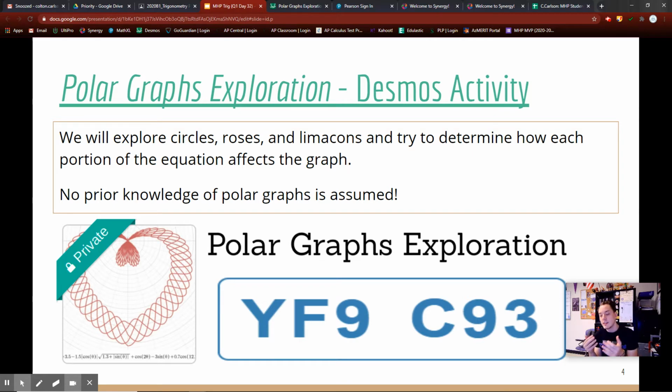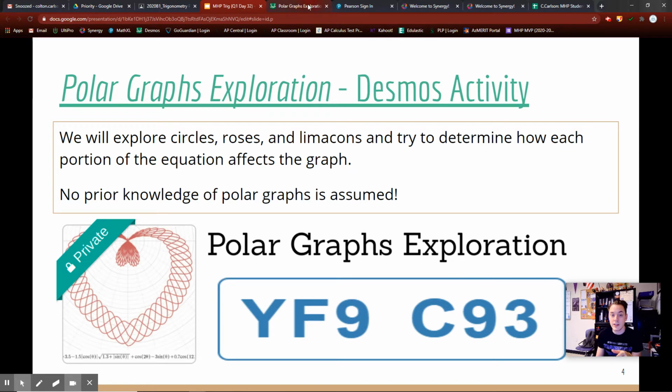So basically what this Desmos activity is going to do is explore 4 different curves from polar graphs. Number 1, circles, which we should be very familiar with, and we went through those during the bell work. We had 2 circle equations there. So circles, roses, limaçons, that's how I pronounce it, and then also what we call lemniscates. I can't remember if I put lemniscates on here, but we definitely will go through that tomorrow.